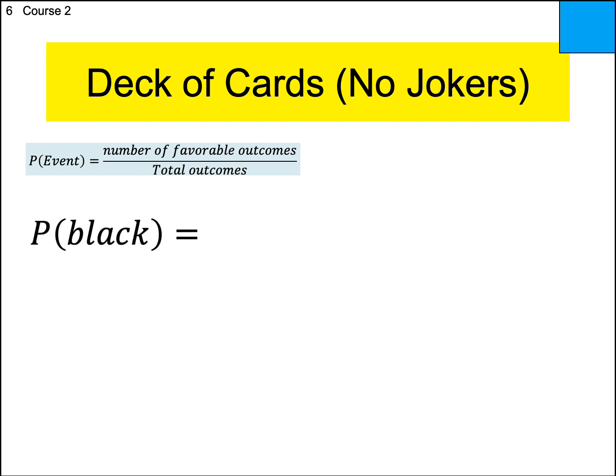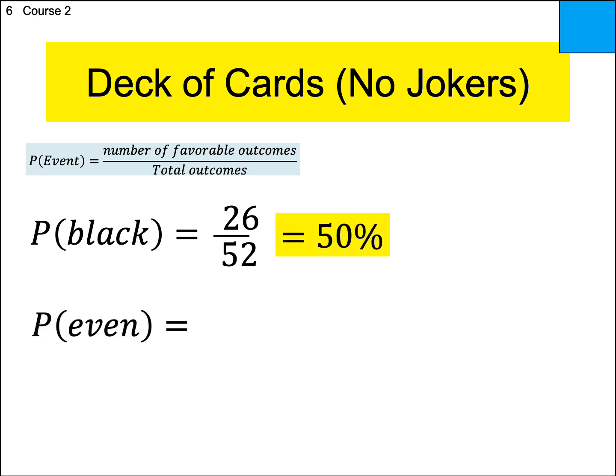What's the probability of getting a black card? So if you have the 52 cards in front of you and you draw one at random, what's the probability of getting a black card? Well, how many black cards are there? Some of you know this. Some of you had to refer to the previous slide. There's 26 black cards. There's 52 total cards. That's 50%.